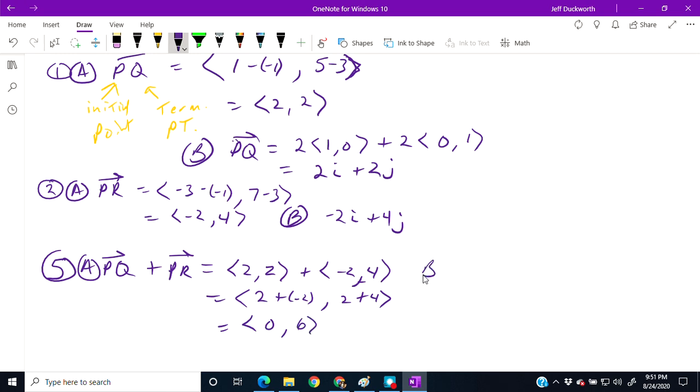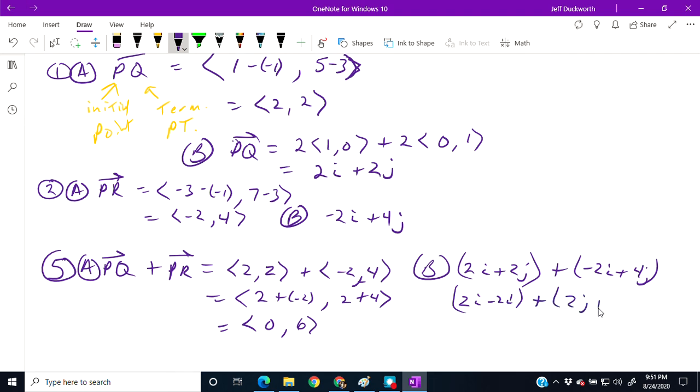And then part B, we're going to take 2i plus 2j and add that to -2i plus 4j. And so I get 2i minus 2i plus 2j plus 4j, combining like terms, which is going to be just 0. I don't need to write that, but that's simply 6j. Or I guess, 0 plus 6j or just 6j.